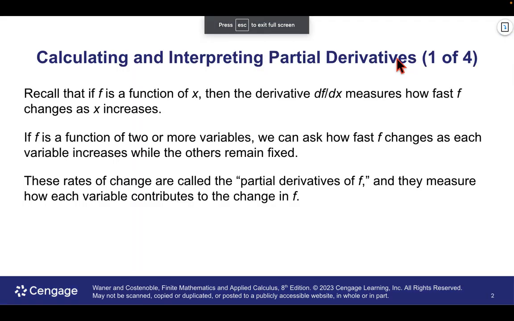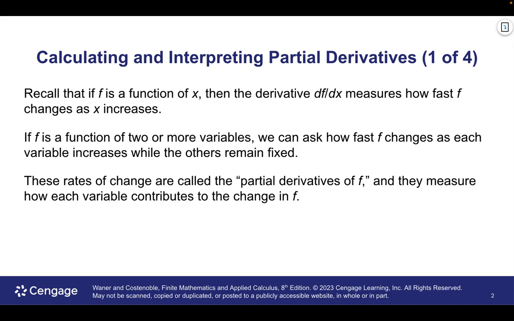So, partial derivatives. Here's the definition of a partial derivative. If f is a function of x, then its derivative, df/dx, measures how fast f changes as x increases. So it's a slope, right? As x increases, what's happening to the output is what it gives us. It gives us a marginal. If f is a function of two or more variables, we can ask how fast f changes as each variable increases while the others remain fixed.